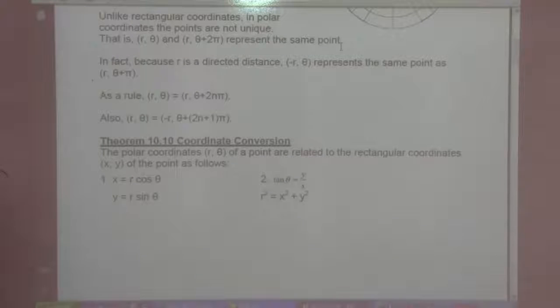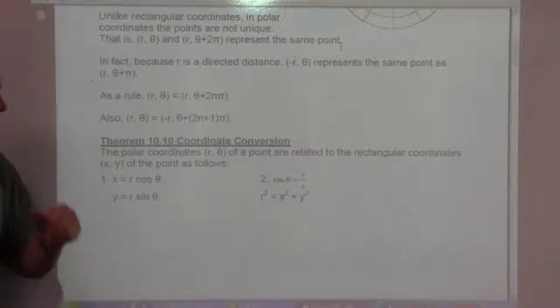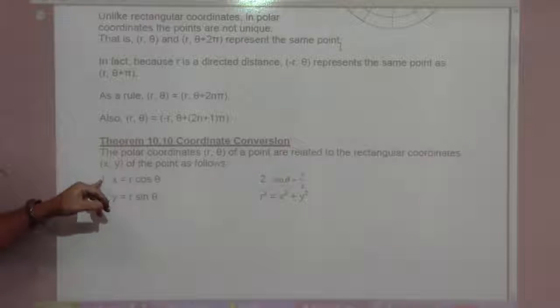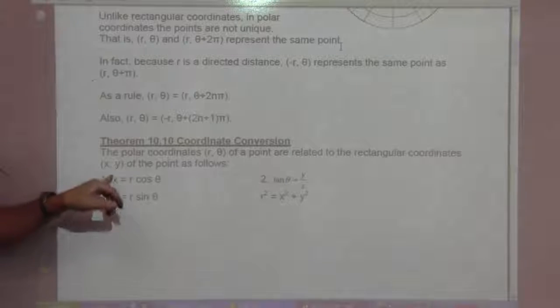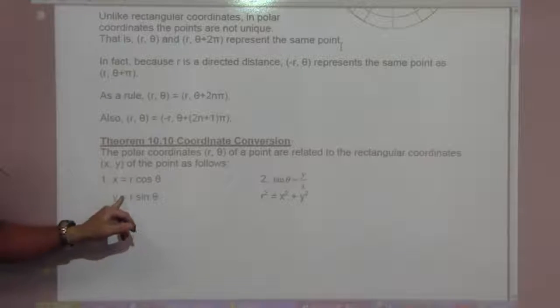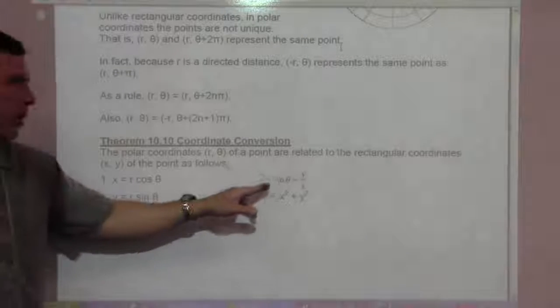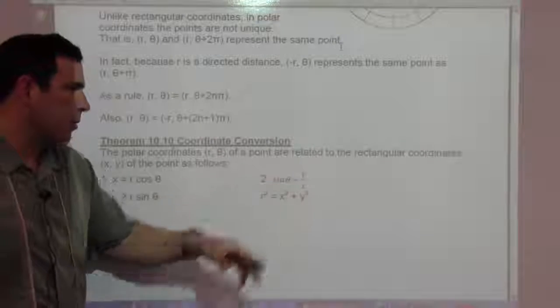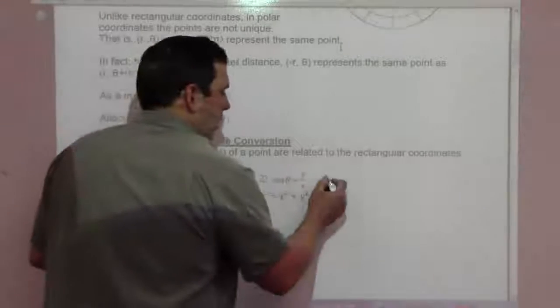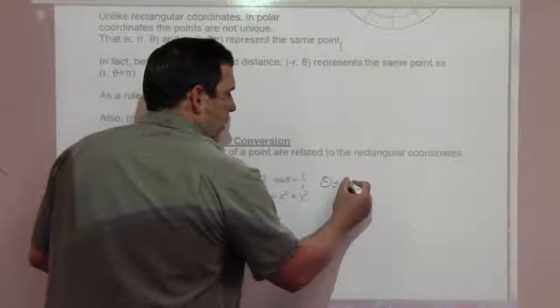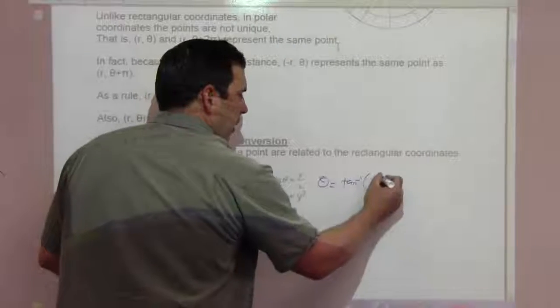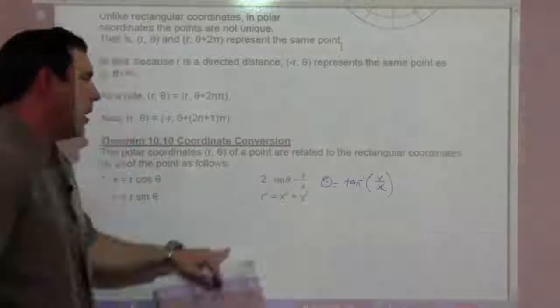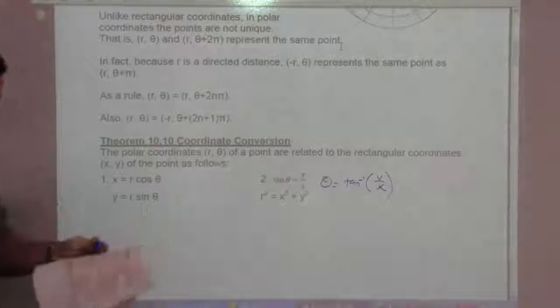Theorem 10.10, coordinate conversion. The polar coordinates (r, theta) of a point are related to the rectangular coordinates (x, y) of the point as follows. x equals r cosine theta and y equals r sine theta. To go the other direction, tangent of theta is y over x. So you could say theta would be arctangent, or tangent inverse, of y over x. And r squared equals x squared plus y squared.